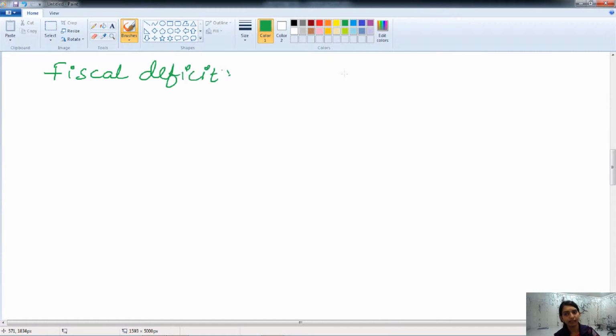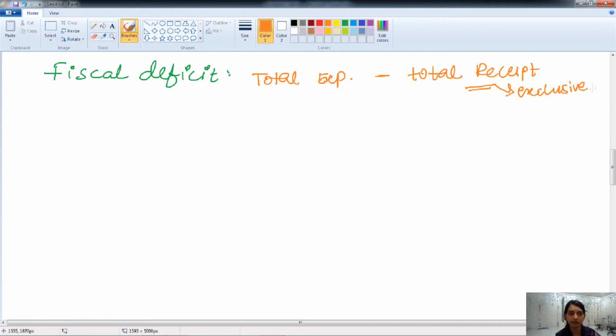Okay. When we have the fiscal deficit, that is when the total expenditure is higher than the total receipt, then we have the fiscal deficit. Here total receipt is exclusive of borrowings, exclusive of the government borrowing. So when the total expenditure is more than the total receipt, exclusive of the borrowing, then we have the fiscal deficit. So how to find out the fiscal deficit?